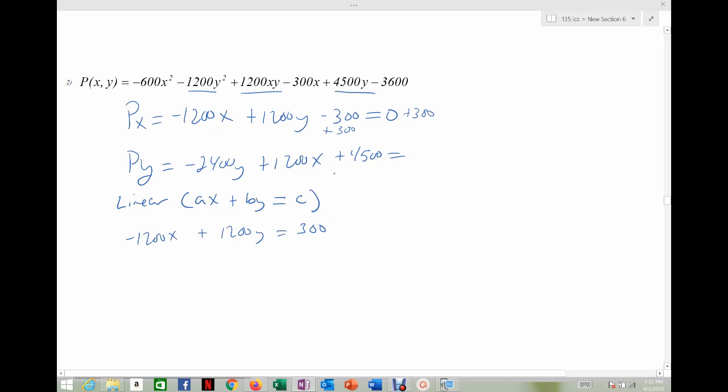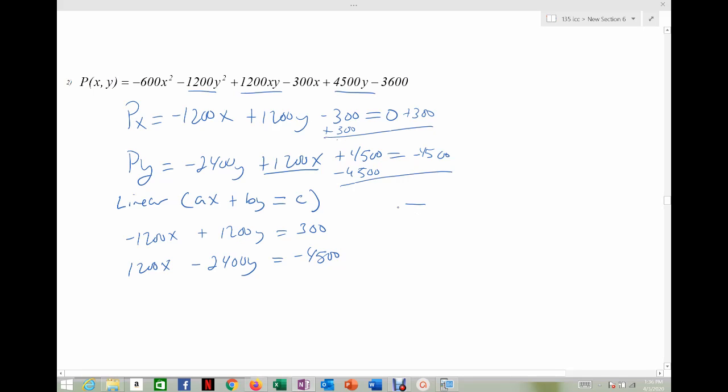The second one, I've got to move the 4500 over, so it's going to become a negative 4500 when I move it over. X value first, so positive 1200 for x, negative 2400 for y, set equal to the negative 4500. And make sure you're careful. When I move stuff around, my negative values change. You write the x value first, the y value second, set equal to the constant where you've moved it over.